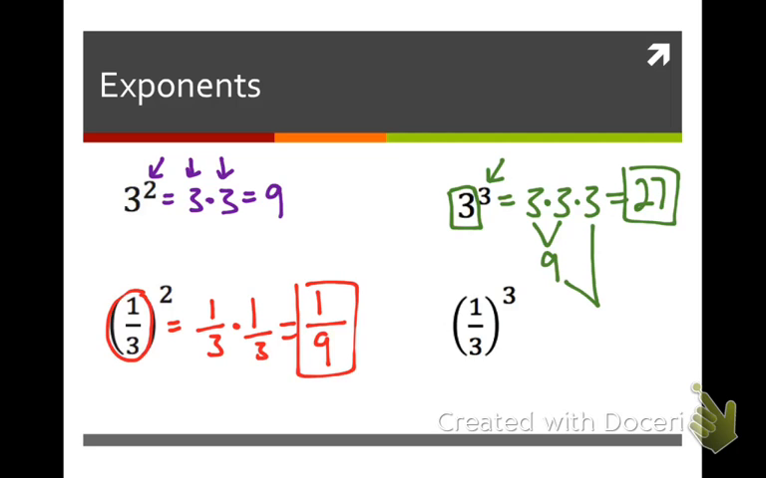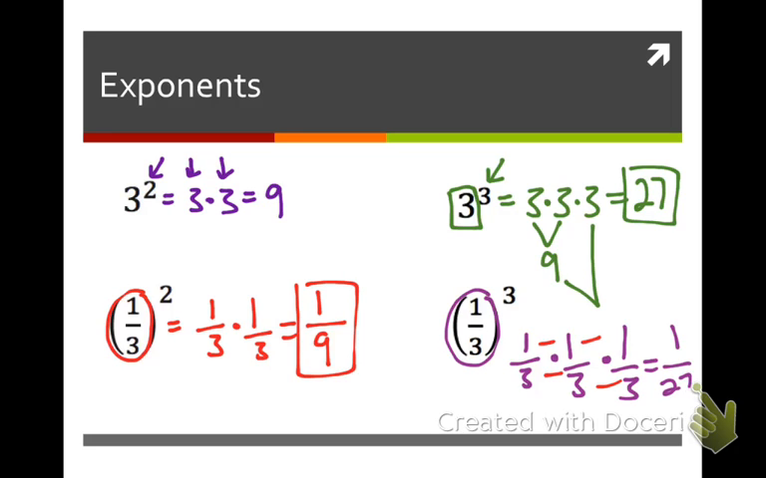And finally over here, same principle. We multiply the base by itself 3 times. 1/3 times 1/3 times 1/3. If we multiply the numerator 1 times 1, we get 1 on top. And we multiply 3 times 3 times 3, we get 27. Alright, and that is our answer. So 1/3 to the third power is equal to 1 over 27. Okay, very easy. That's what exponents do. Let's go ahead and move on to the next slide.